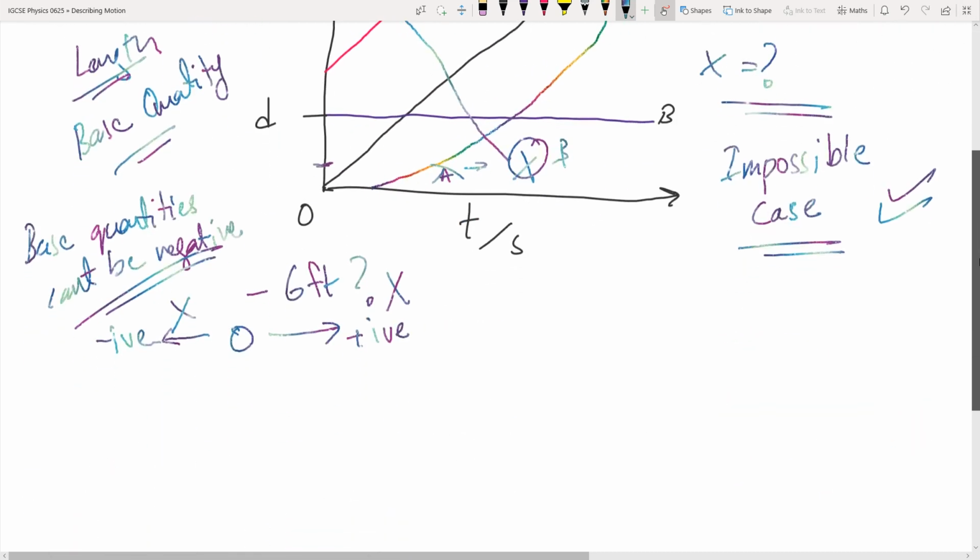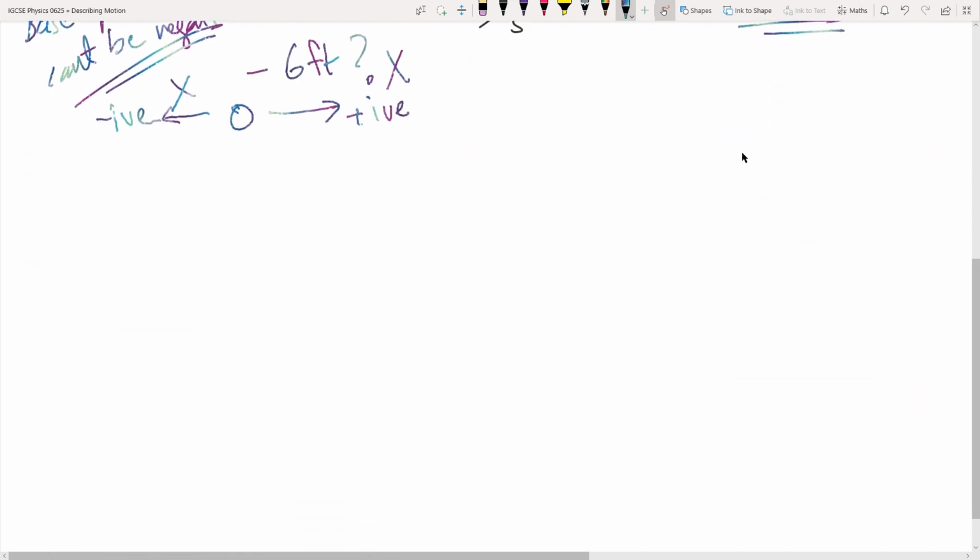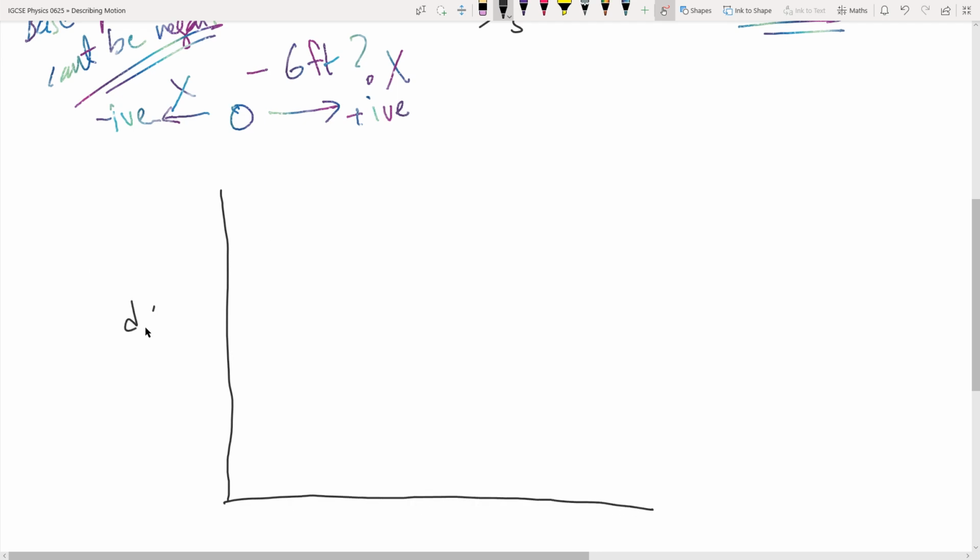Now let's make a more complex graph, right? Okay, let's draw another distance-time graph. This is d in meters, and this is t in seconds. Sorry, this is not d by t, it's d in meters. In a graph, always define the units and the base of this.